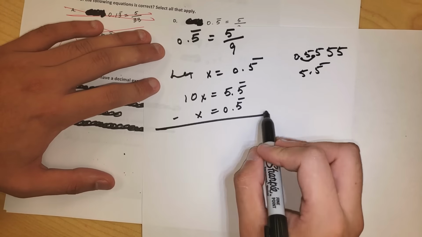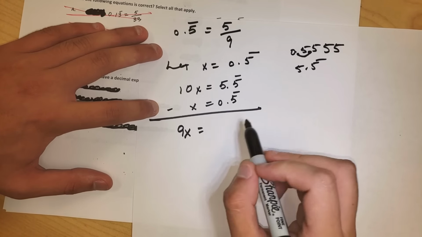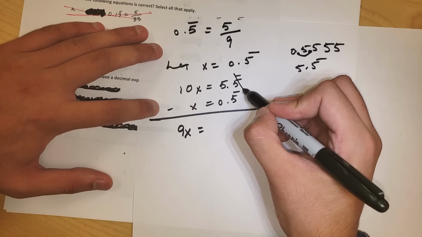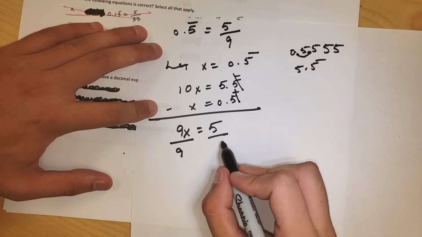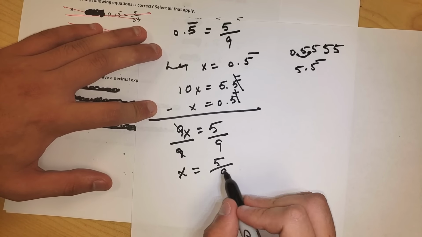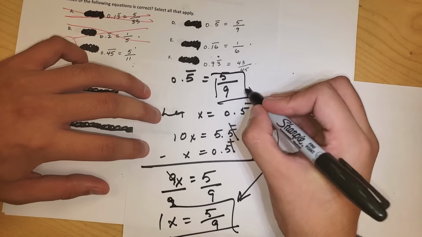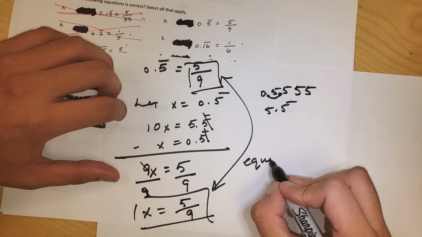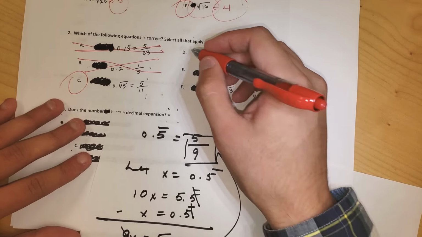All right, so now we'll subtract, and we'll get 10x minus 1x, which is going to be 9x, equals the 5 repeatings will cancel, and you'll get 5, and divide both sides by 9, and you'll get x equals 5 over 9, which it says up here, right? So we know these are equal, and that means we can select that. We can select letter D as our answer also.